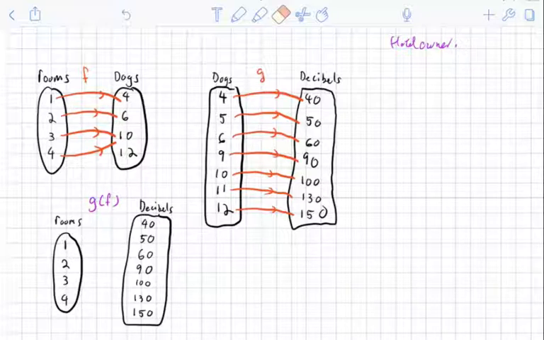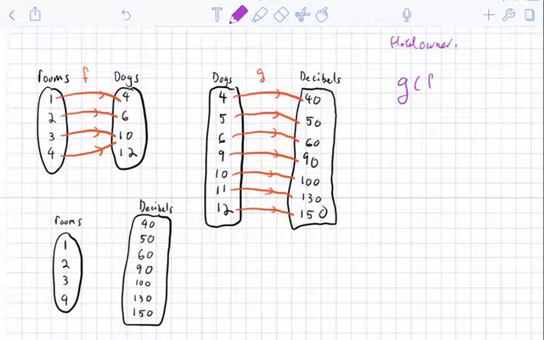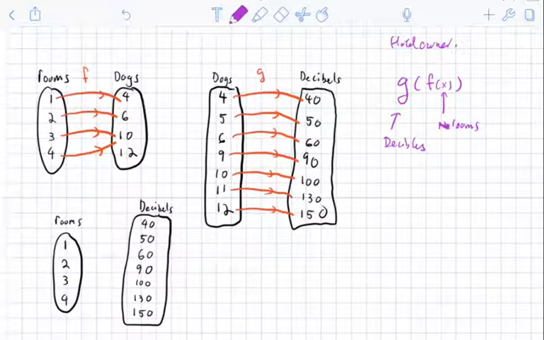So how do I make a relationship, how do I plot out this function? How do I plot a function g of f of x, where g is the number of decibels as a function of the number of rooms I empty? Let's start by evaluating this for a few inputs. So you can go g of f of 1. When x is equal to 1, the number of dogs I get is 4.